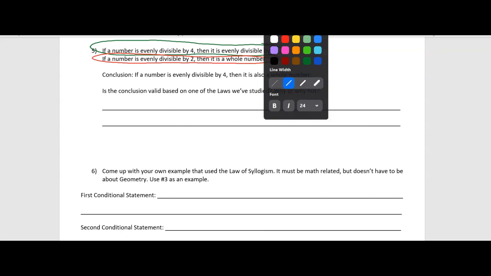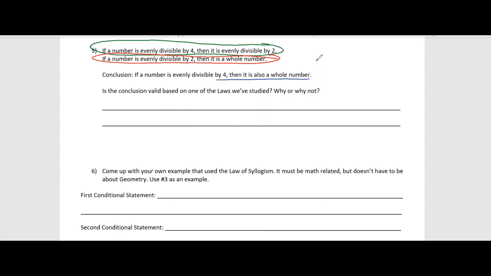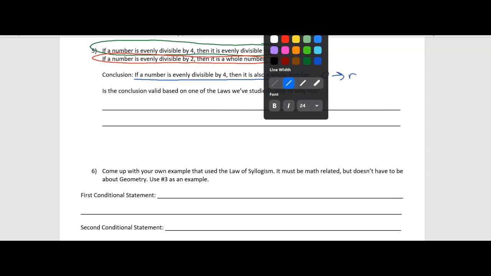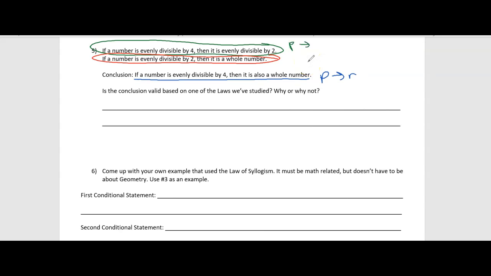They have two conditional statements. And then they write this would be a P implies R, right? So here's our P implies R. Up here was our P implies Q. And then we had a Q implies R. So if P implies Q and Q implies R, well, then we can say that P implies R. So think back to what must be true for us to be able to use the law of syllogism, and then write down a conclusion saying whether or not this conclusion up here is valid.